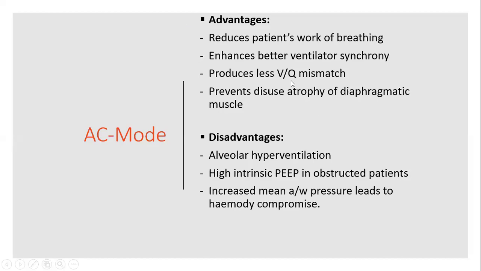So the advantages of assist control mode: it reduces the patient's work of breathing, enhances better patient ventilator synchrony, produces less VQ mismatch, and prevents disuse atrophy of not just the diaphragmatic muscles but your respiratory muscles. Now the disadvantages: you can have alveolar hyperventilation because you are combining the patient's inspiratory effort and the ventilator triggered breaths. For patients with obstruction, especially COPD and asthmatic patients, you can have high intrinsic PEEP. And all of this will lead to increased mean airway pressure, which can also cause hemodynamic compromise.